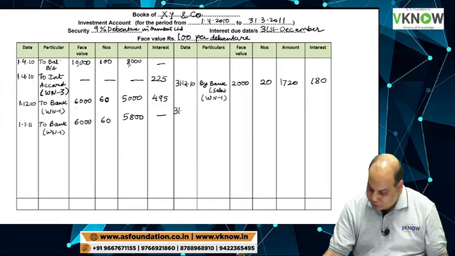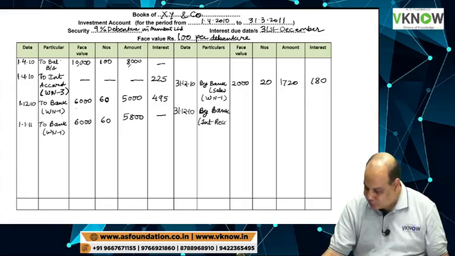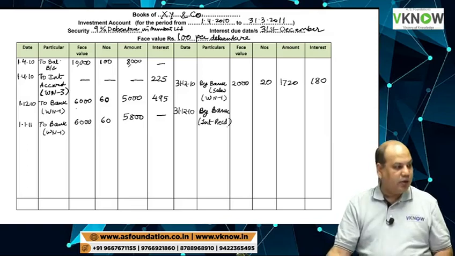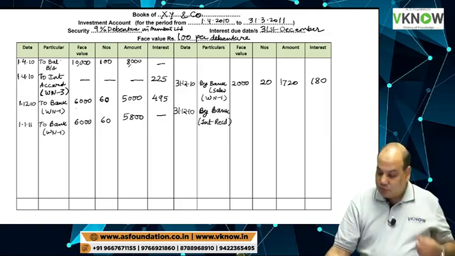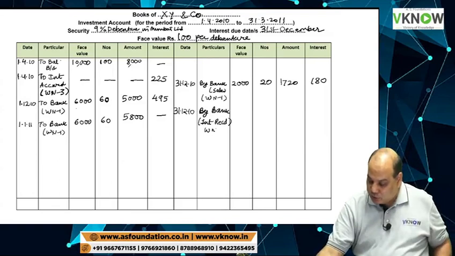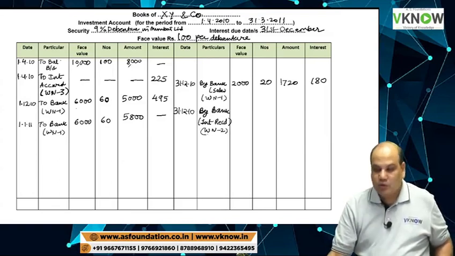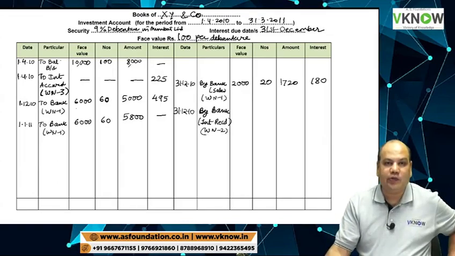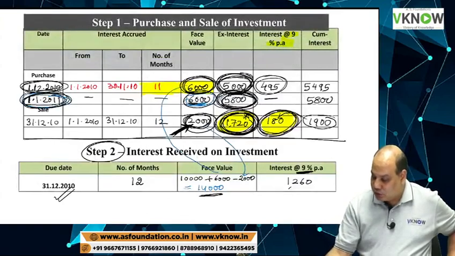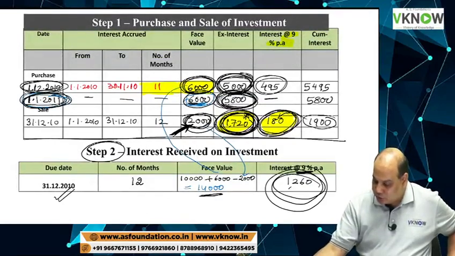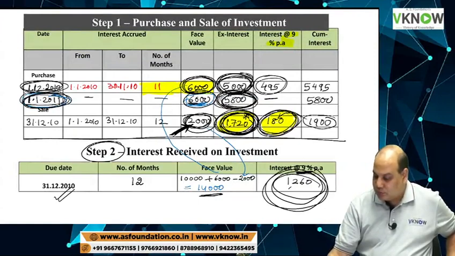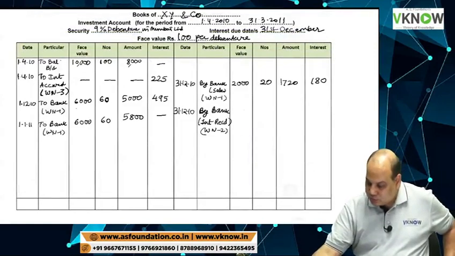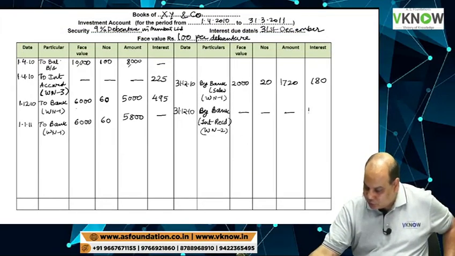Then on 31/12/10, by bank, interest received. By bank, interest received. So you have to write here working note 2. Working note 2, you will find interest received. I will show you the last item here, 1260.